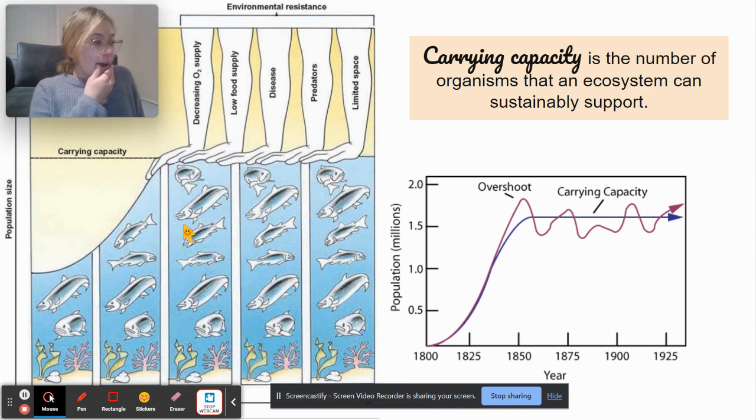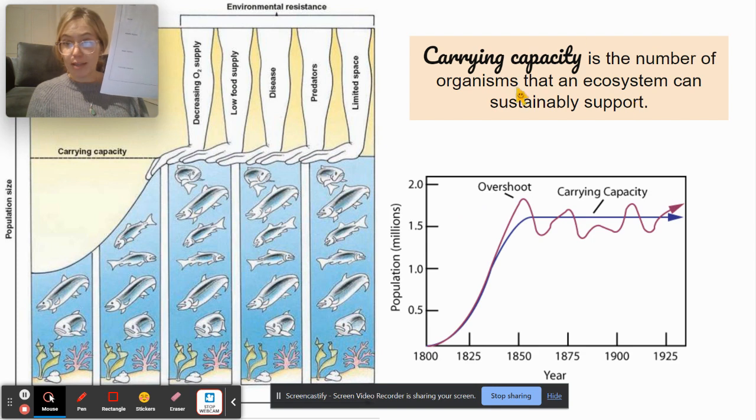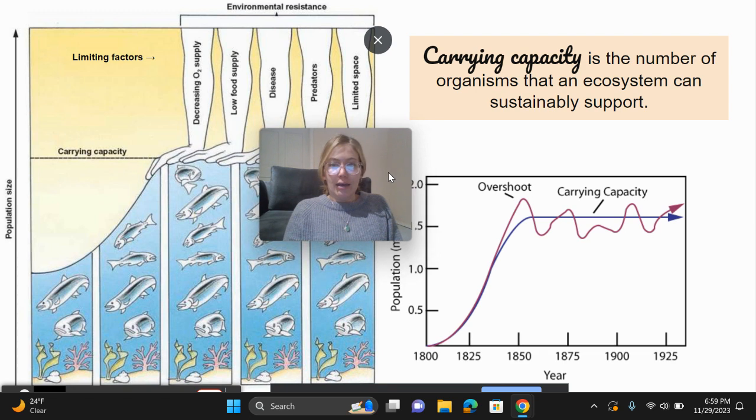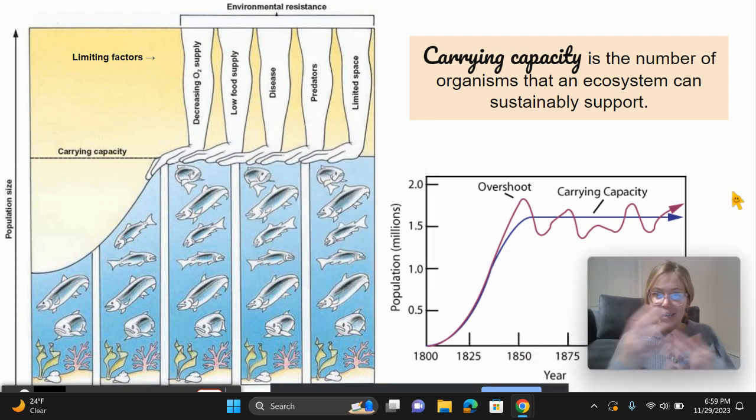Okay, now we're on to carrying capacity. So on the front page, very bottom of the front page, you have carrying capacity. So the definition I would get down would be this over here. Carrying capacity is the number of organisms that an ecosystem can sustainably support. Again, should be relatively familiar from freshman year. If you're not remembering that or your teacher didn't cover that for some reason, please take the time to read through the book and make sure you really understand this.